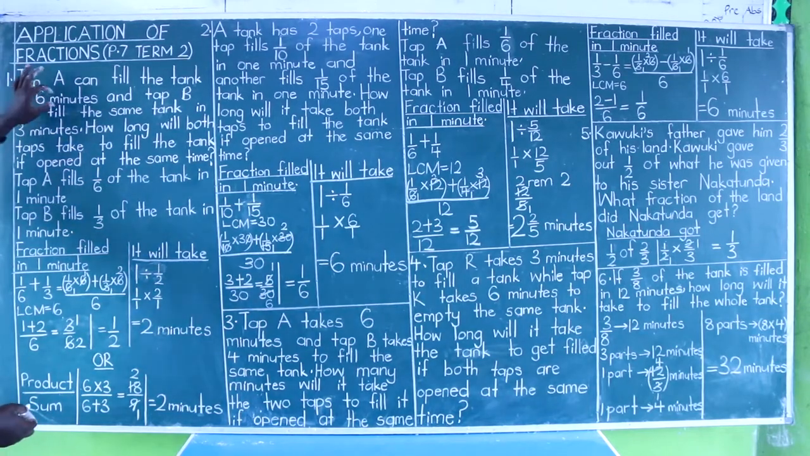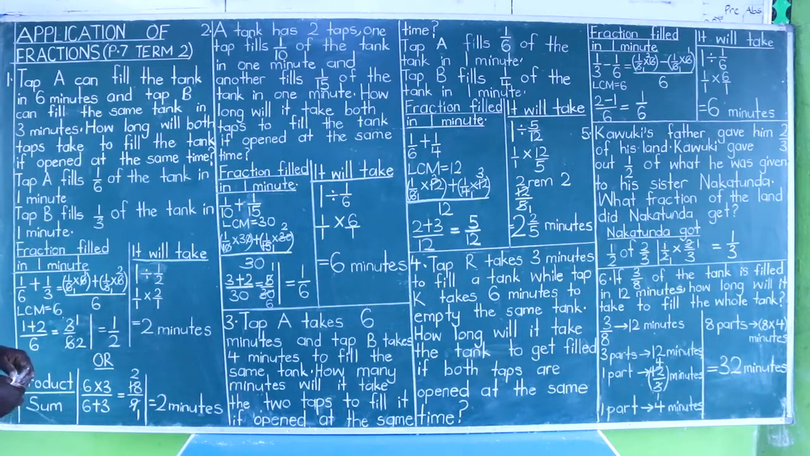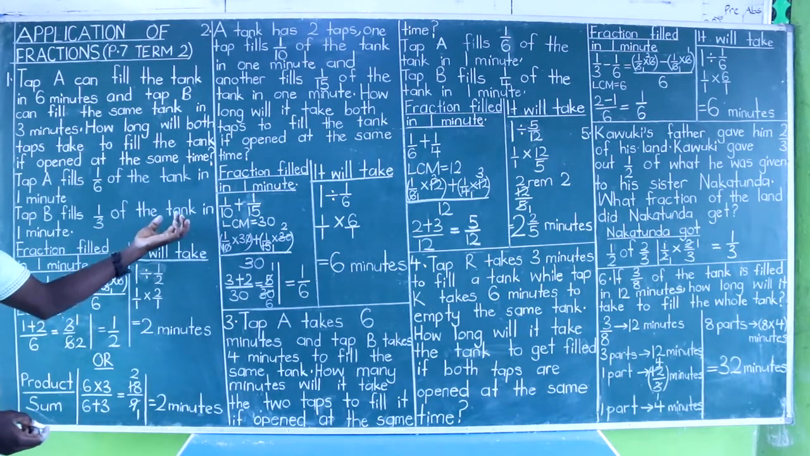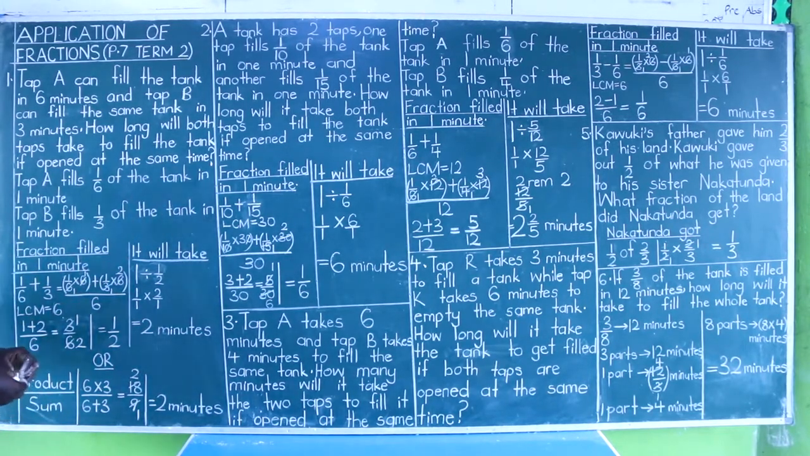Because of the 6 minutes, if it's pouring the water at the same pressure, it will fill a sixth of the tank per minute. That's why we say tap A fills a sixth of the tank in 1 minute. And the fact being that tap B fills the same tank in 3 minutes, then the same tap B fills a third of the tank in a single minute.